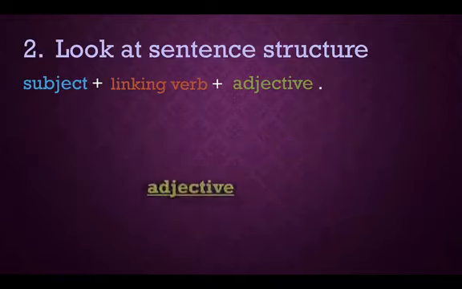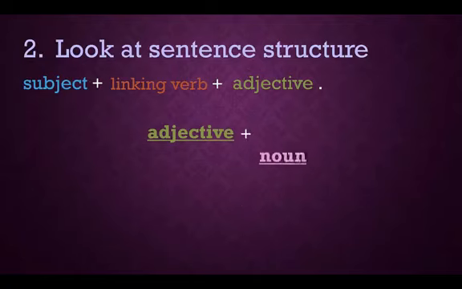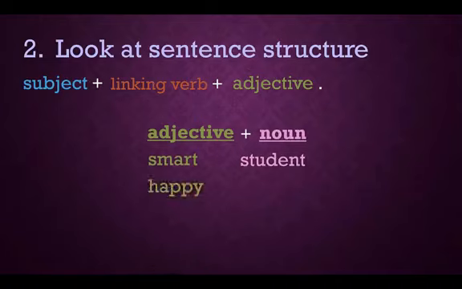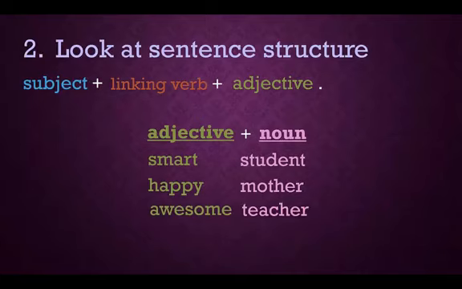The other structure in sentences is to have adjective plus noun. For example, smart student, happy mother, awesome teacher. You can also put articles in front of them, such as the, or a or an.